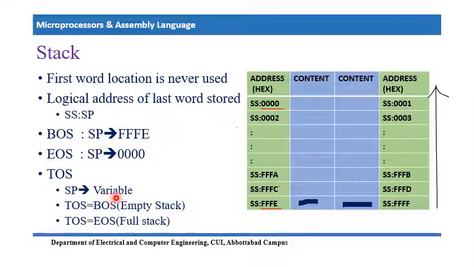The stack pointer is always variable in case of the top of stack, while in case of the bottom of stack and end of stack, the stack pointer value remains constant. But in case of the top of stack, the stack pointer is a variable. It varies from the bottom of stack to the end of stack. In case of an empty stack, it is equal to the bottom of stack. In case of a full stack, it is equal to the end of stack. So these are the important points that we learned throughout this lecture.